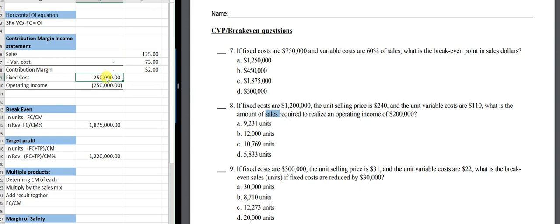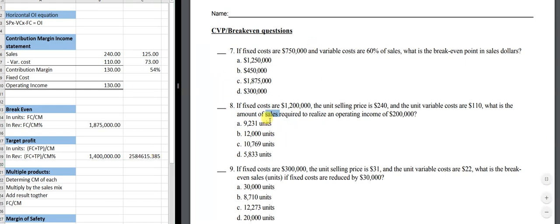So I'm going to put this actually up here. Okay, so I know that my unit selling price is 240. My variable costs are 110. So my contribution is 130. So I want to know my percentage, 130 divided by 240. So my contribution margin is 54%. So I'm going to have this divided by my contribution margin percentage of 54%. It's like I hit a number wrong, so let me pause this.